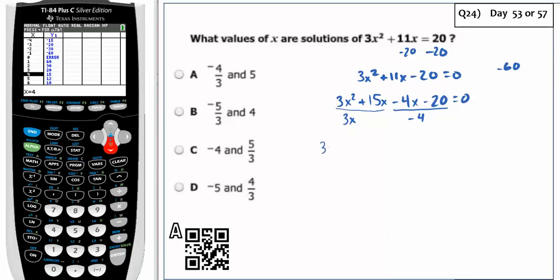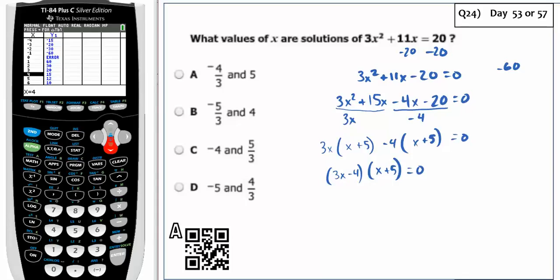So now I'm going to rewrite 3x times the quantity of x plus 5 minus 4 times the quantity of x plus 5. And if that matches up nicely, you know you're right so far, equals 0. So now if 3x is being multiplied by x plus 5 and negative 4 is being multiplied by x plus 5, then all of 3x minus 4 can also be multiplied by x plus 5 equals 0. That's a transitive property.